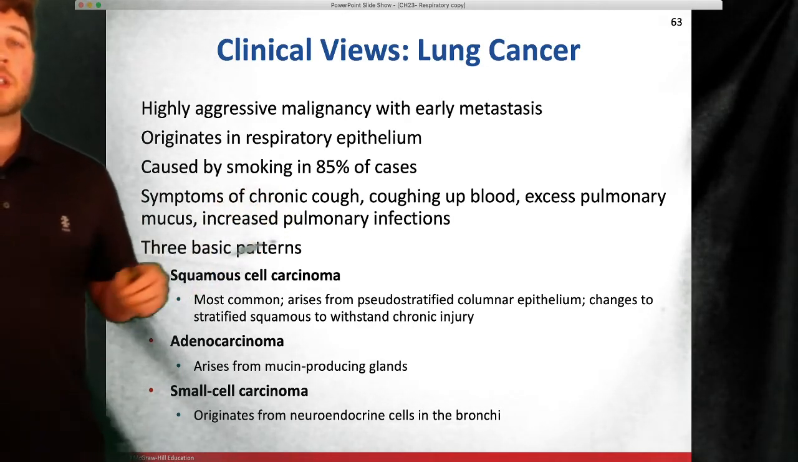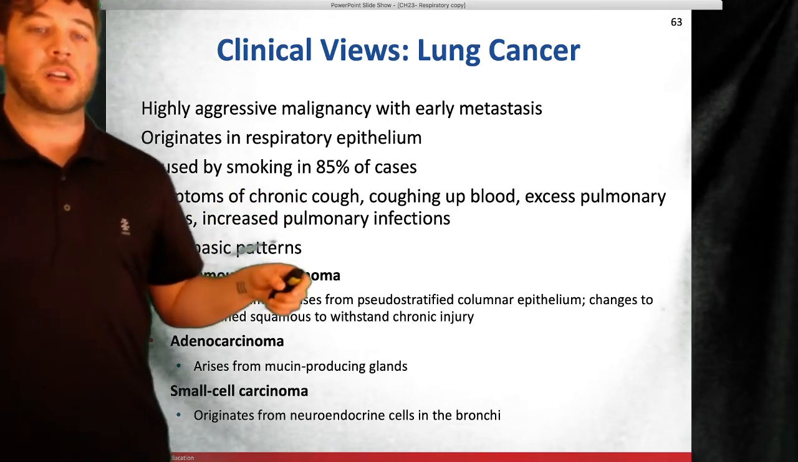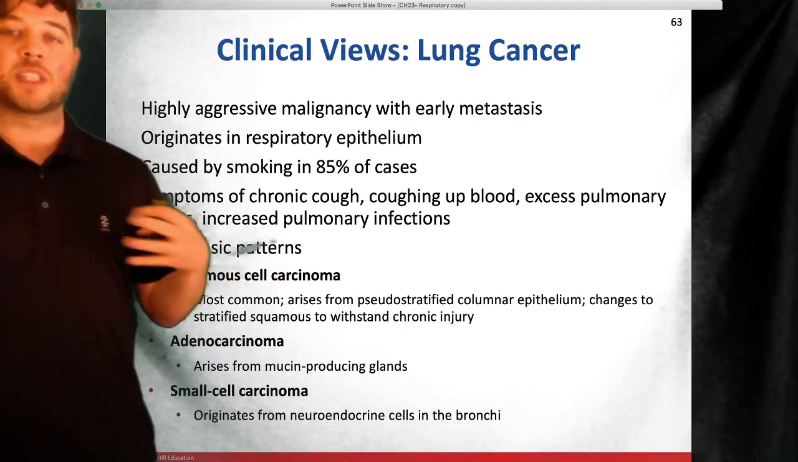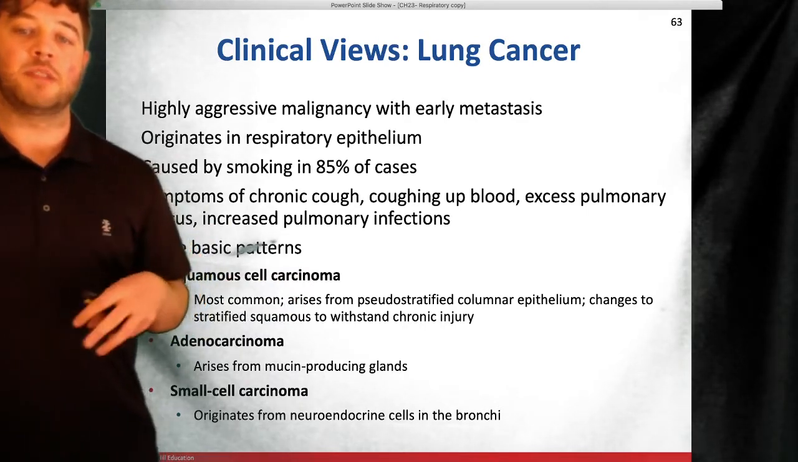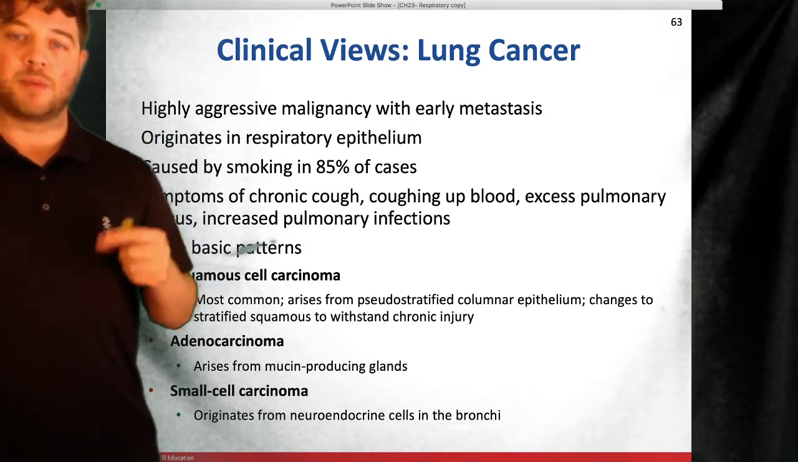Three basic patterns. Squamous cell carcinoma is the most common, arising from the pseudostratified columnar epithelium changing to withstand chronic injury. So as you're smoking, you're constantly injuring that epithelium, and so eventually it just starts to become thicker and harder.